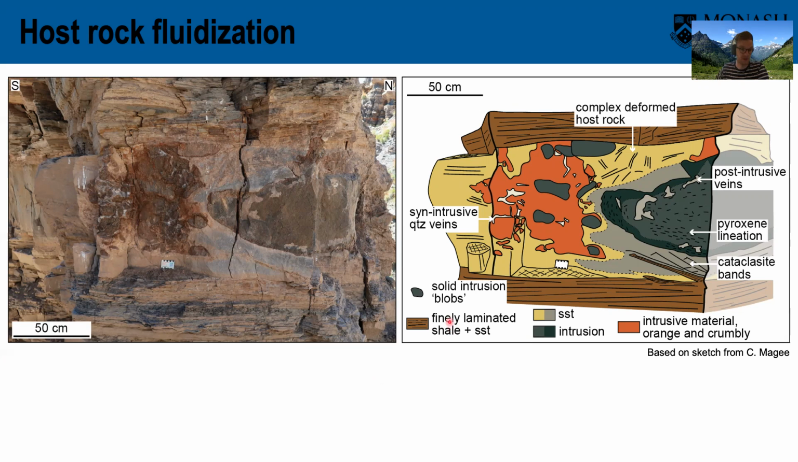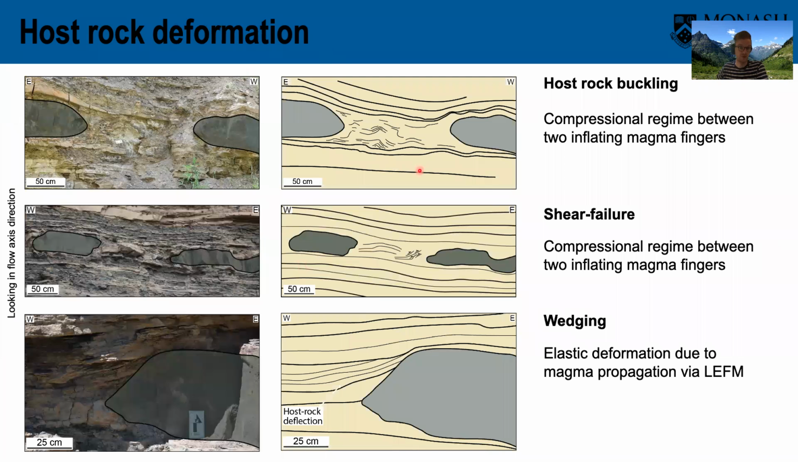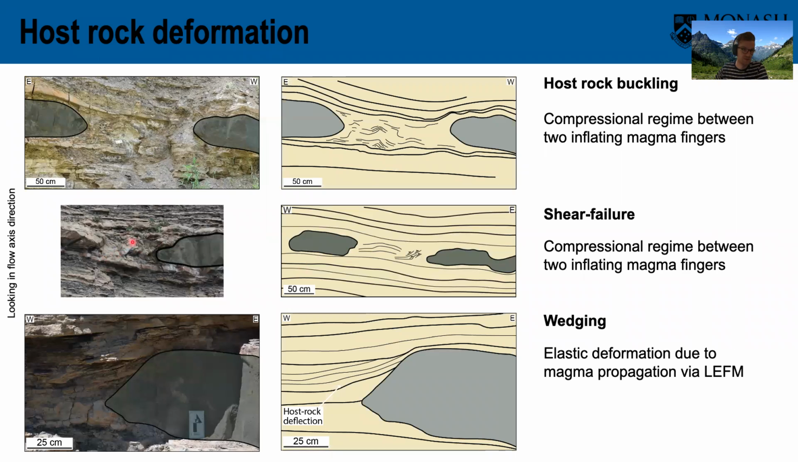But there are other deformation mechanisms as well. For example, minor thrusting of shale beds into the sandstone and cataclasite bands here in this area. Other host rock deformation we observed includes host rock buckling, folding, and brittle deformation, but also shear failure in the compressional regime between two fingers. When we zoom in here, we can see this minor thrusting of host rock beds.